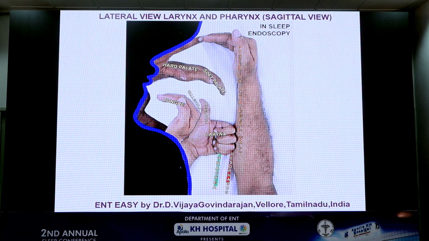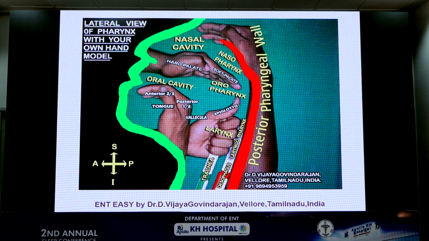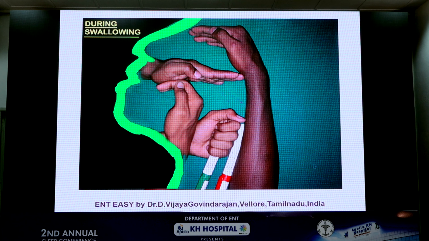So in sleep endoscopy, velum is the retropalatal region. Next is the oropharyngeal lateral wall seen in the oropharyngeal region. And the next one is tongue base and the epiglottic region. With this concept, you can understand what they're talking about: lateral diameter, AP diameter, circumferential diameter. No one has an idea when we talk about that, what classification we are talking about. But once you understand this, you can easily show, and we can also explain to ourselves before doing the surgery. And during swallowing what happens, I've just briefed it to you with the hand model.